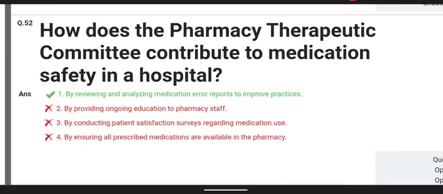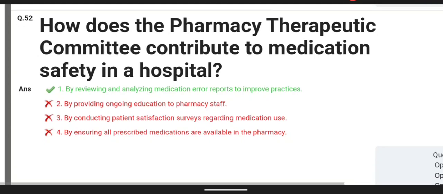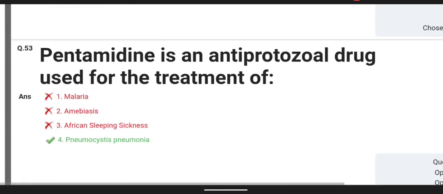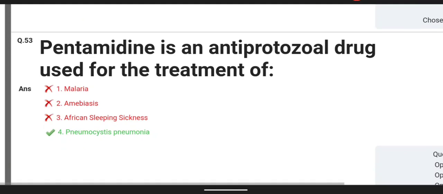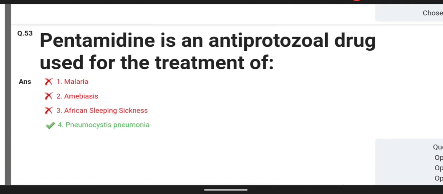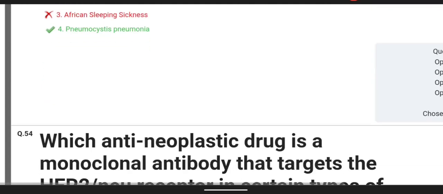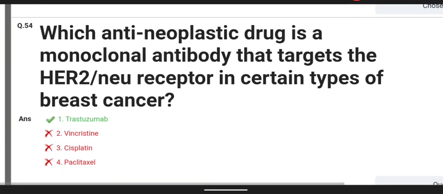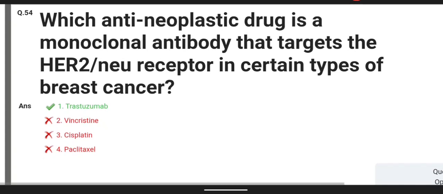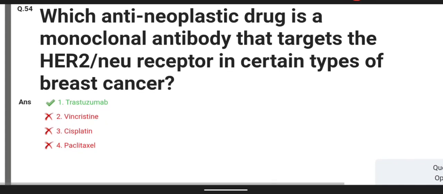Next, how does the pharmacy therapeutic committee contribute to medication safety in a hospital? Answer: by reviewing and analyzing medication reports to improve practices. Next, pentamidine is an antiprotozoal drug used for the treatment of pneumocystis pneumonia. Which antineoplastic drug is a monoclonal antibody that targets the HER2/neu receptor in certain types of breast cancer?